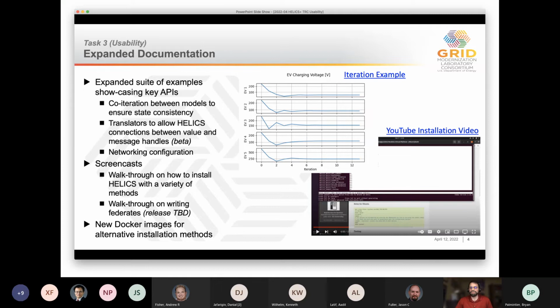Tomorrow you'll be hearing more about translators, but there we have an example of that. That's a new feature that is on its way out. So we've got an example in place that will show you how to use that feature as well.